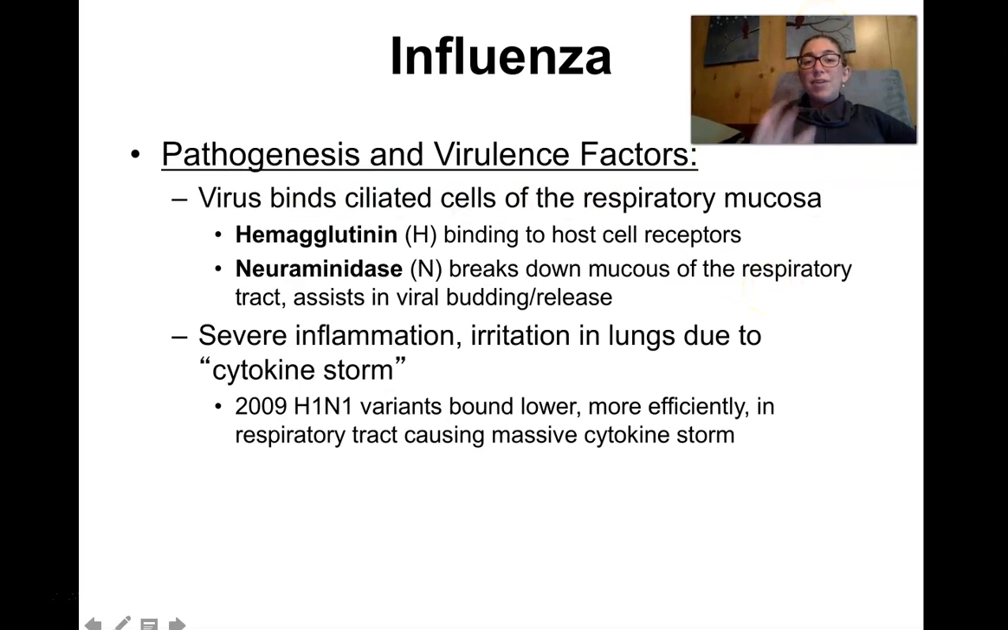Some of the virulence factors that I already discussed with influenza, the hemagglutinin and neuraminidase, those spike proteins, are important for binding to the cell receptors and then breaking down mucus of the respiratory tract and getting into those cells. Another thing that can be dangerous with flu is that it can cause severe inflammation and irritation to the lungs, which is what actually can kill you. Not the virus itself, but the inflammation that it elicits.